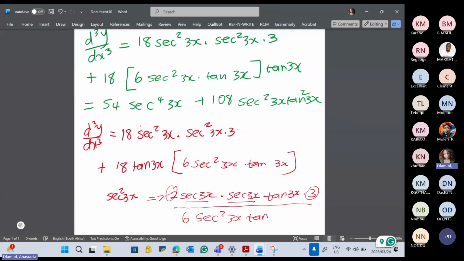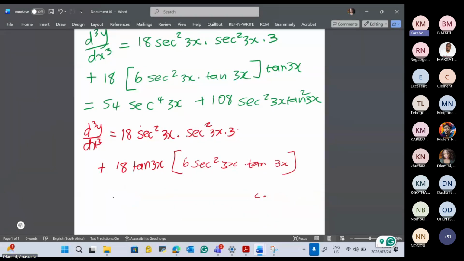So meaning that if we go and simplify this, this becomes 54 sec squared 3x to the power 4 plus 6 times 18. What do you get? 108 still. Which is 108 sec squared 3x. So we're getting the same answer. That's what I'm seeing. Tan squared 3x.